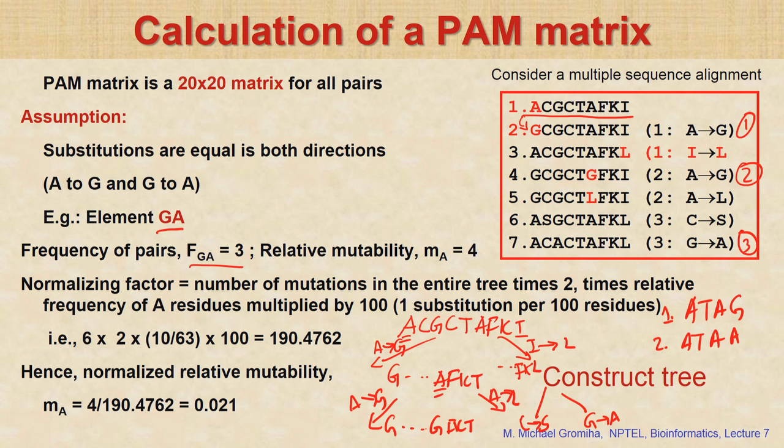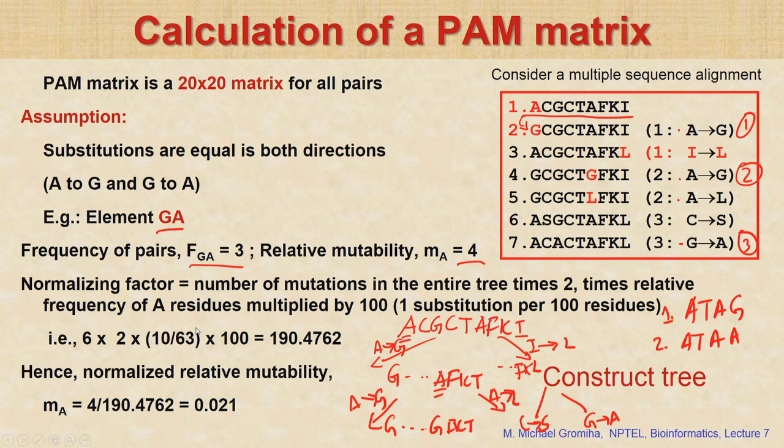What is the relative mutability M A? How many times is A mutated? 1, 2, 3, 4. So, this is equal to 4. Here the normalizing factor is the number of mutations in the entire tree multiplied by 2, times the relative frequency of A residues, multiplied by 100. So, this is the total number of mutations in the entire tree. How many mutations? 6 mutations in the entire tree, multiplied by 2, then times the relative frequency of A.